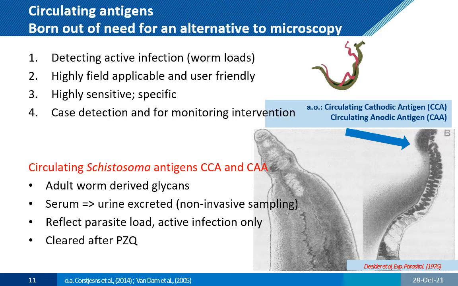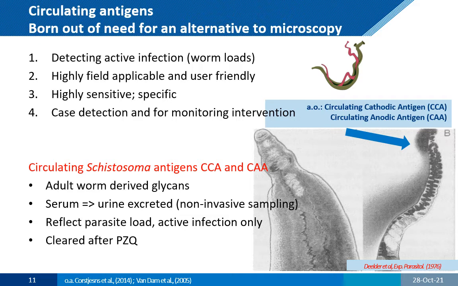And this is where the circulating antigens CCA and CAA have shown their purpose. The names stand for circulating cathodic antigen and circulating anodic antigen. Very similar names, unfortunately, but clearly these are two different molecules. But they have things in common. What do they have in common?